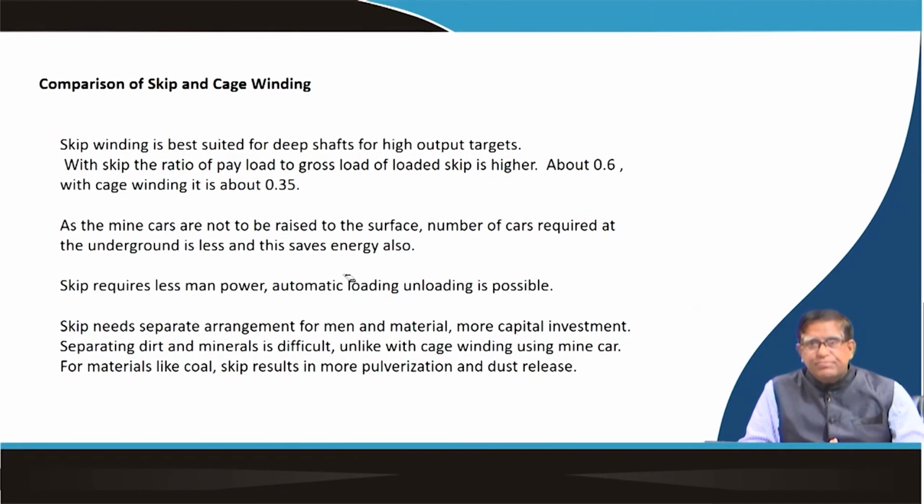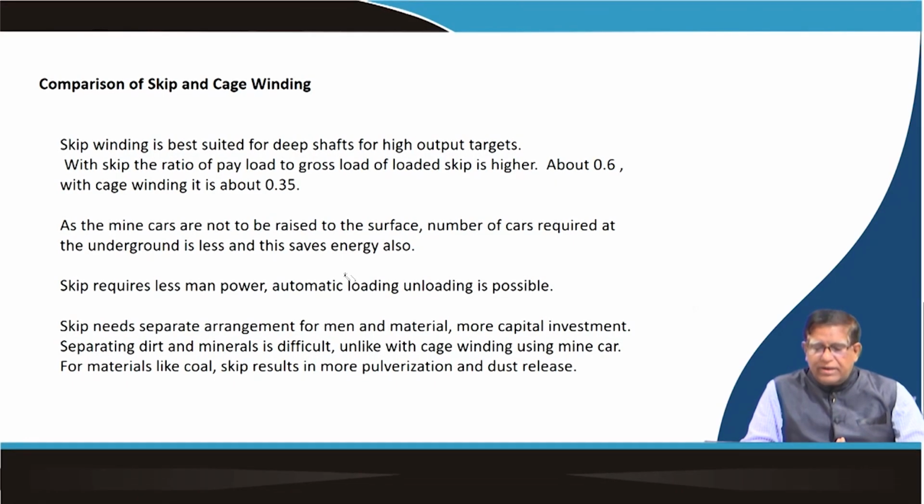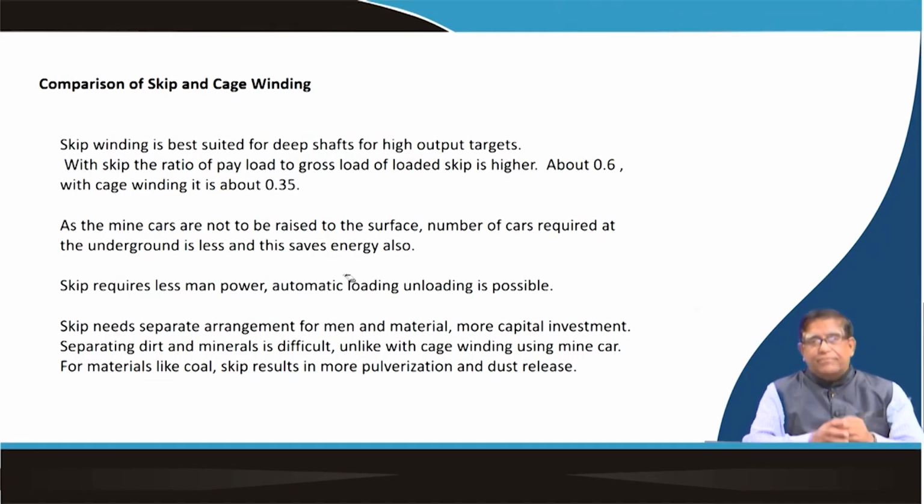Skip requires less manpower, that also I told you, and automatic loading and unloading is possible. So, because of the automation, the cycle time is less, and exactly your hourly production capacity can be improved. Then skip needs a separate arrangement for man and material, which will require more capital investment.